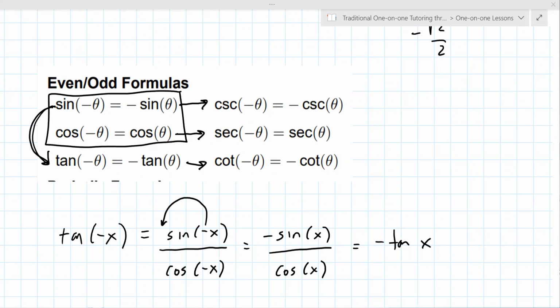But I mean, you don't need to be fast. You just need to know how to work some problems like that. Pretty exciting, right? Even odd trig identity examples worksheet. All right, let me see if I can find some practice problems.